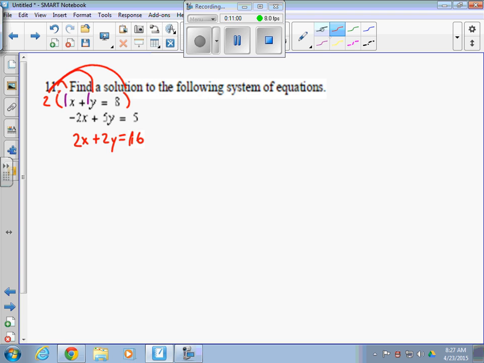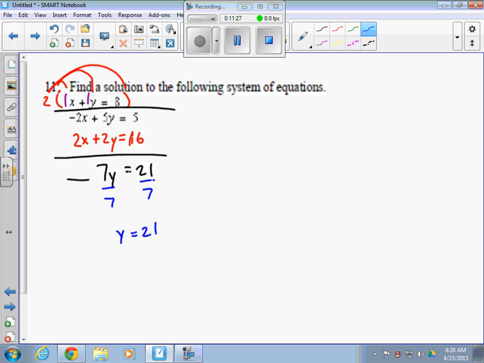These are the two that we're going to combine, this one and this one. -2x and +2x gives us 0x. We eliminated it. That's what we wanted to do. 5y and 2y gives us 7y, and 5 and 16 gives us 21. Now we have 7y is equal to 21. Undo 7 times y by dividing both sides by 7. Y's value, where these two equations intersect, is 3.